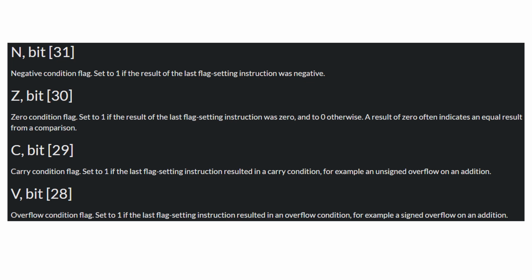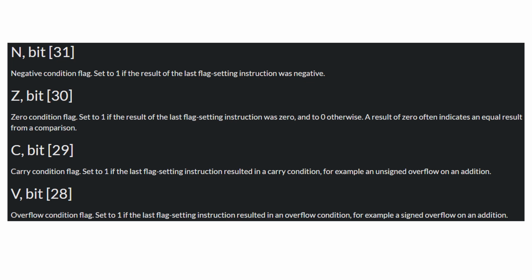Similarly, the Z bit, zero condition flag, is set to 1 if the result of the last flag setting instruction was 0, and to 0 otherwise. If it has some value, maybe positive, maybe negative, anything other than 0, even a single bit out of the register, say R0 we are considering, R0 has 32 bits. Out of all those bits, if any bit is 1, this Z flag will be 0. It will not turn to 1.